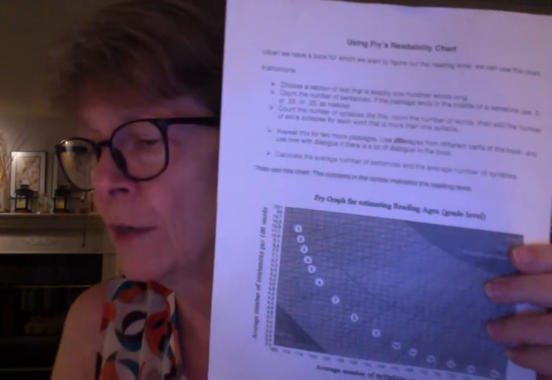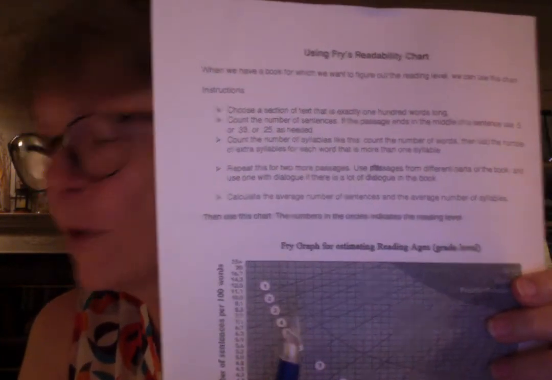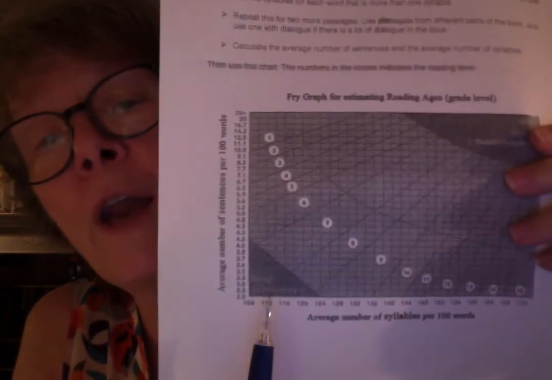Now, if I'm going to do this carefully, if I really want to know well what the level of this book is, then I'm going to do that for 3 different places in the book. All right? Okay, but once I do it for 3 different places and I average those numbers, then I want to plot this information, 4.1 sentences, 136 syllables. I want to plot it on this chart.